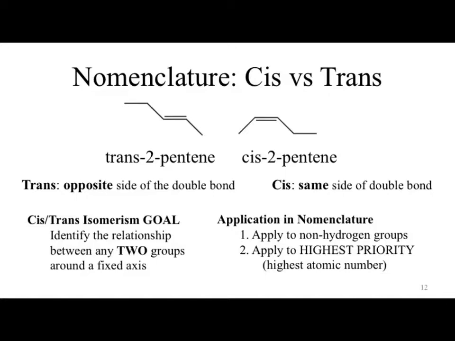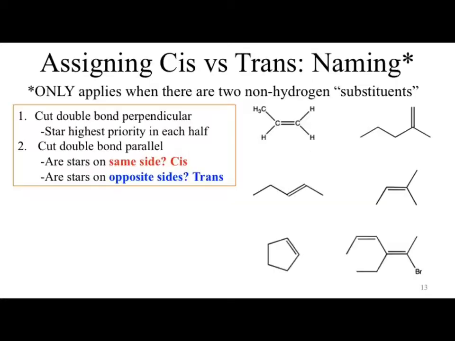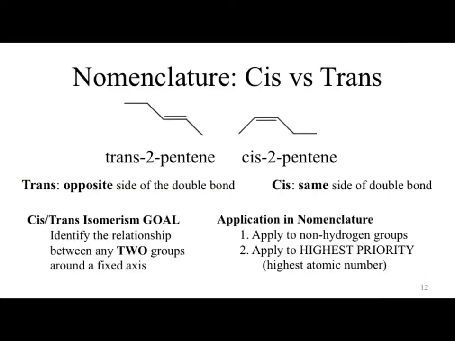So when it comes down to deciding cis and trans, we'll go through and apply these rules. We can look at adding the cis and trans term to our nomenclature. So we came up with trans 2-pentene and cis 2-pentene. Your trans is where your higher priority groups are on opposite sides of the double bond, and your cis is on the same side. The main reason we look at cis and trans is to identify the relationship between any two groups, so it really only works when we're looking at two groups.